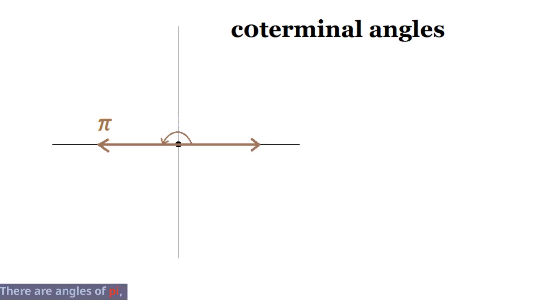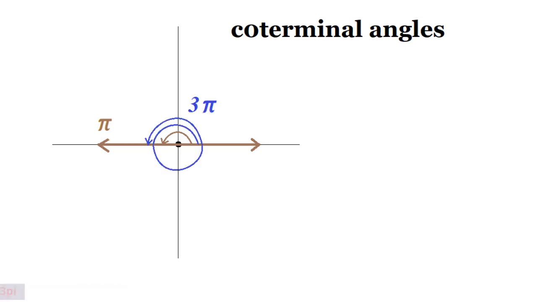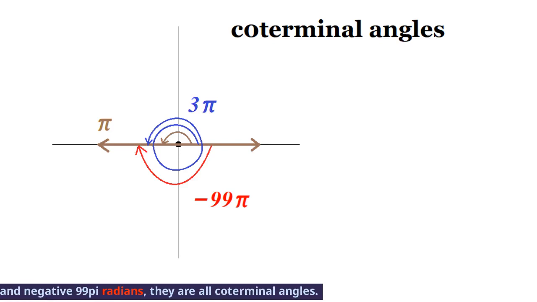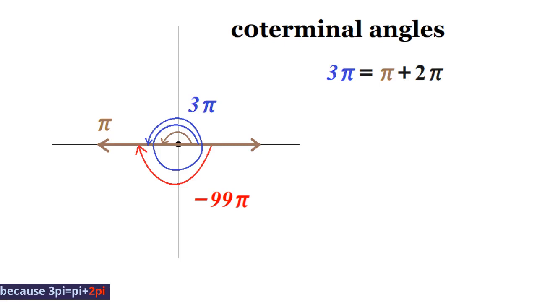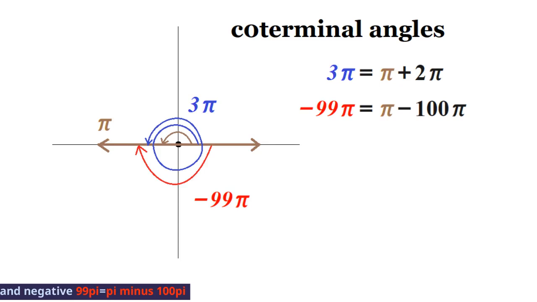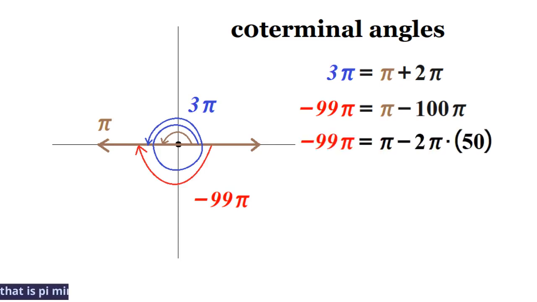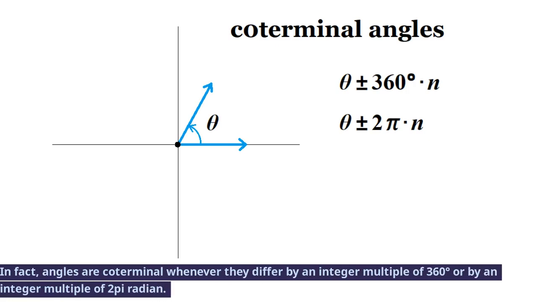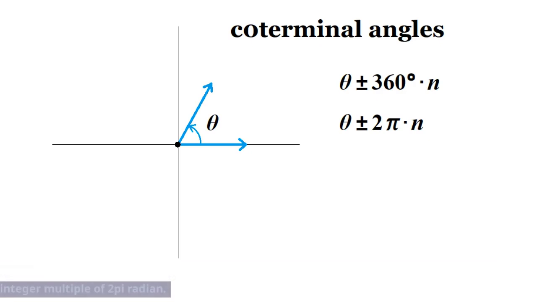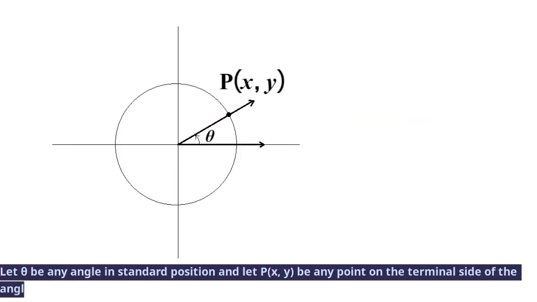There are also angles of pi, 3 pi, and negative 99 pi radians. They are all coterminal angles, because 3 pi equals pi plus 2 pi, and negative 99 pi equals pi minus 100 pi. That is, pi minus 2 pi times 50. In fact, angles are coterminal whenever they differ by an integer multiple of 360 degrees or by an integer multiple of 2 pi radians.